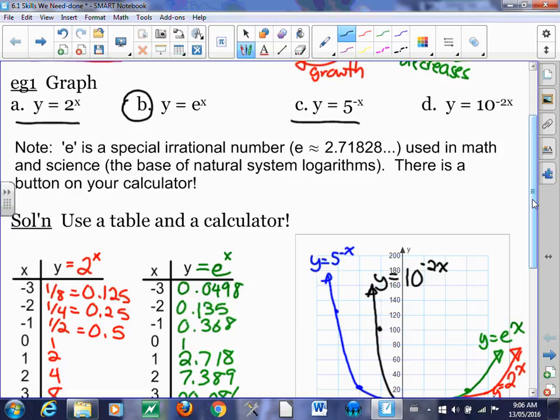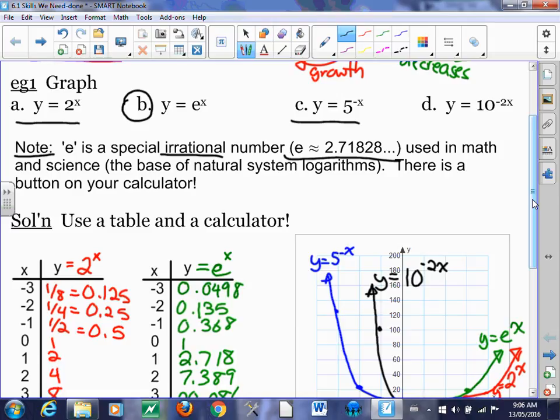All right, so let's take a look at this e. e is a special irrational number, and it's equivalent to almost that. And the reason why it says dot dot dot is because irrational numbers do not terminate, meaning they don't end, and they don't have a repeating decimal pattern. So that's what makes them irrational. Another example like that is pi, right? So 3.14 keeps going.